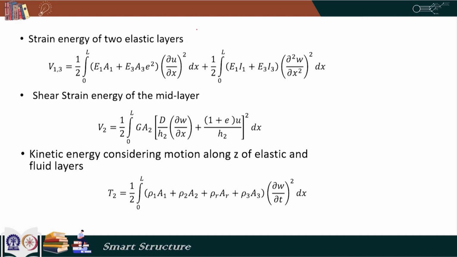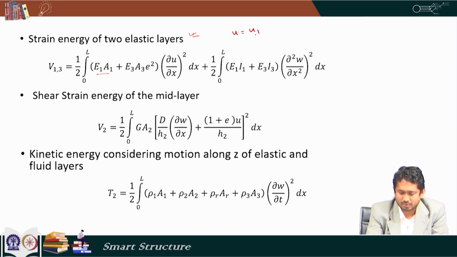So, we have two elastic layers at the top and bottom. Now, the strain energy of the two layers can be written as this. So, half into the integral of E1 A1 multiplied by del u by del x whole square is the strain energy of the top elastic layer. So, we are writing u as just U1, because we have got rid of U3 because of the relation between U1 and U3. Now, this is E3 A3 small e square multiplied by this quantity integrated and multiplied by half, that gives me the strain energy of the bottom layer.